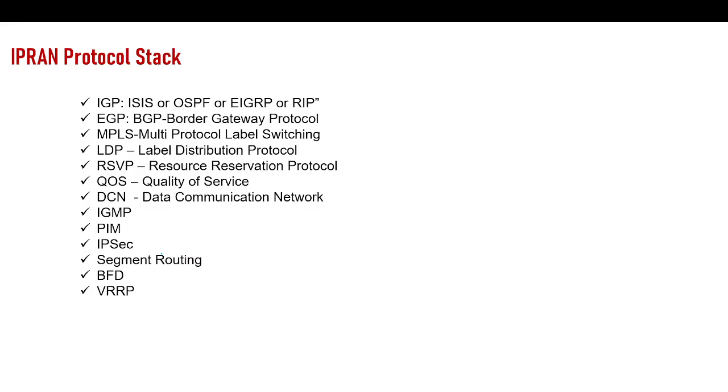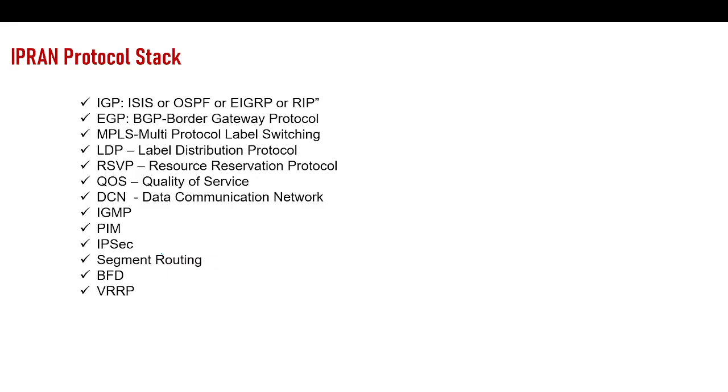Then we have the DCN, the data communication network. Remember, once you have installed a router somewhere, you need to be able to manage this router. So the data communication network is a very critical part of the network. If you are doing multicast in the network, you need IGMP, you need PIM. For security, if you have VPNs, definitely you will have IPsec.